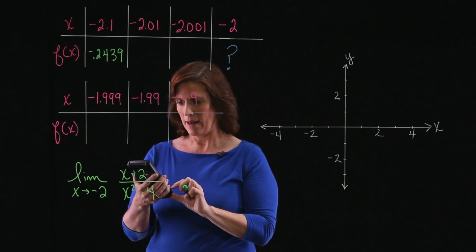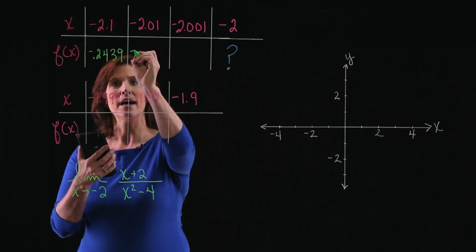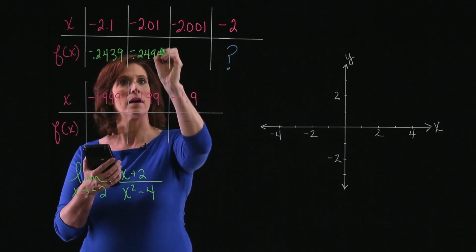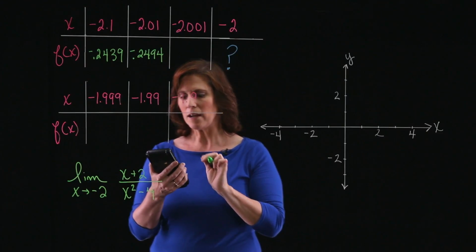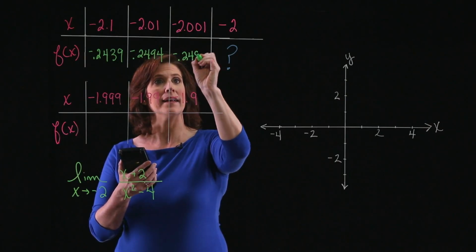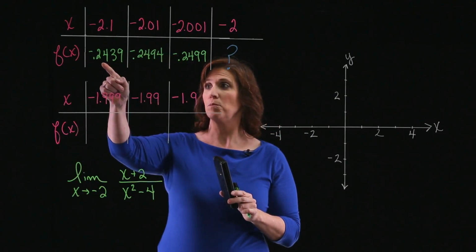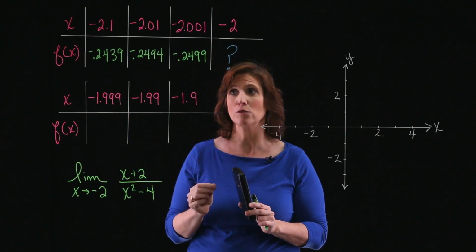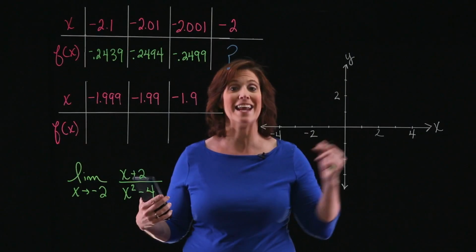When I plug in -2.01, I get approximately -0.2494. And when I plug in -2.001, I get approximately -0.2499. Just looking at these values, it looks like we're getting closer and closer to -0.25. However, when we do limits, we need to make sure that we come from both the left side and the right side.